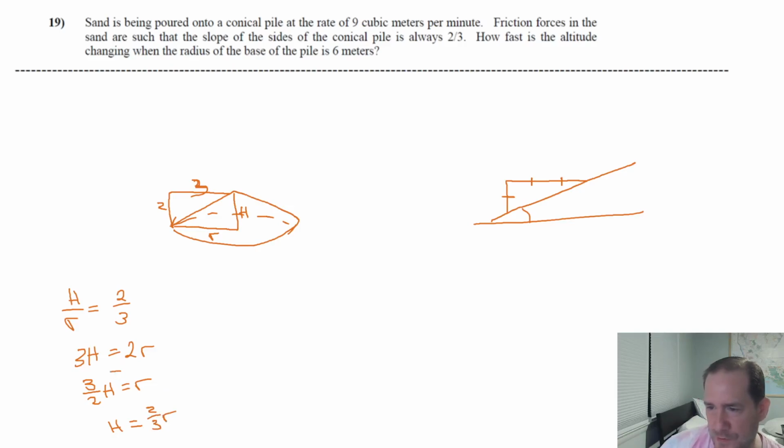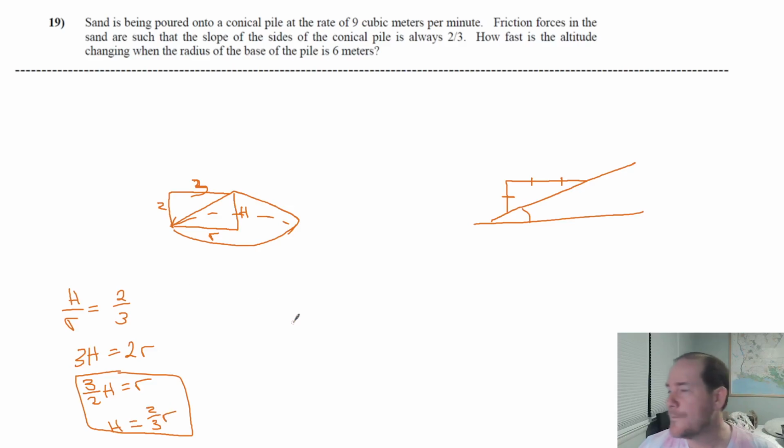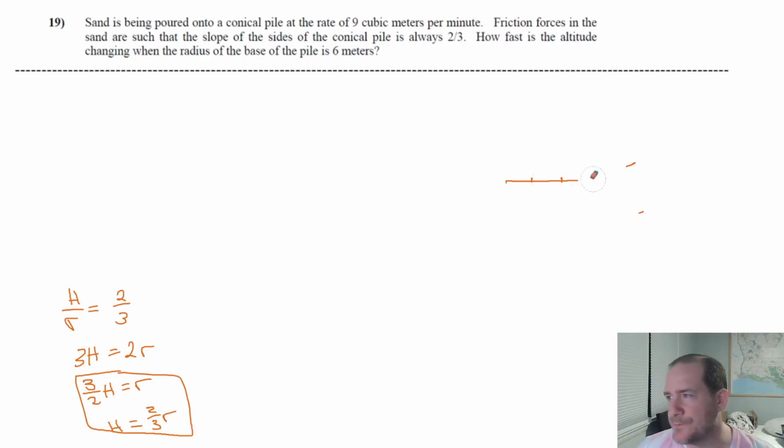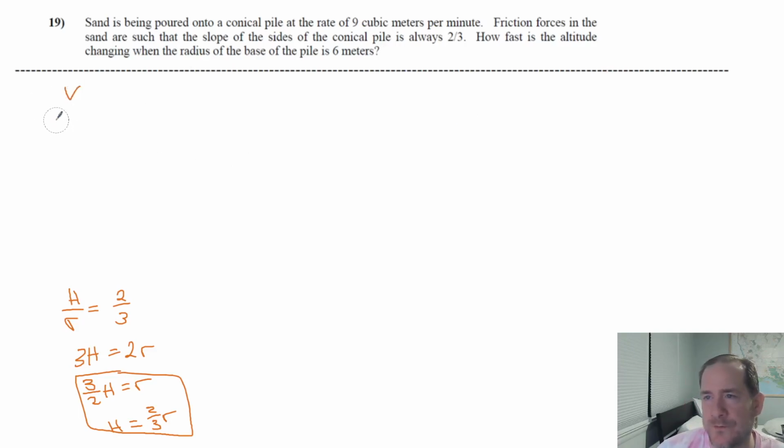Because honestly, at this point, I'm not sure which one I want. Sometimes we want to plug in for r to have an equation that only contains h, sometimes you plug in for h to have an equation that only contains r. So let's go back to the problem now, actually read it, and figure out which one of those we want to do. And again, I would do this by just making a list of all the variables that are important to us, and that means volume and radius and height and dV/dt and dr/dt and dh/dt.